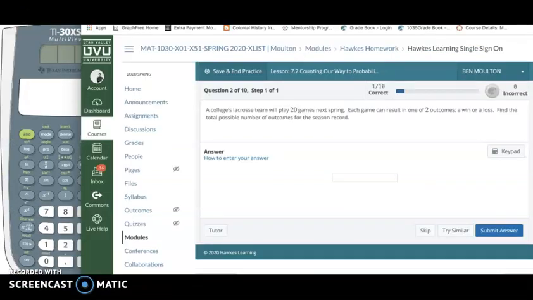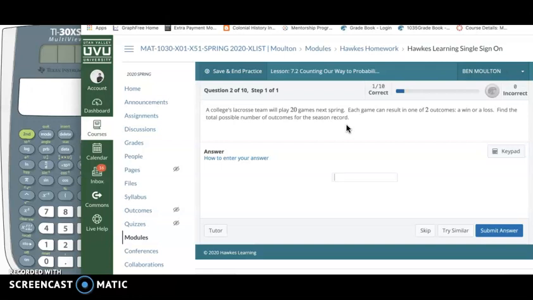All right, the second one. The college's lacrosse team will play 20 games next spring. Each game can result in one of two outcomes, a win or a loss. Find the total possible number of outcomes for a season record. Well, let's think about this for a minute. If it's one game, we're talking about a win or a loss, two outcomes, correct?